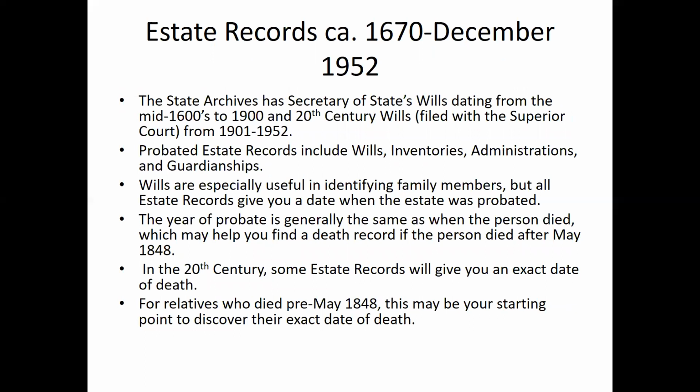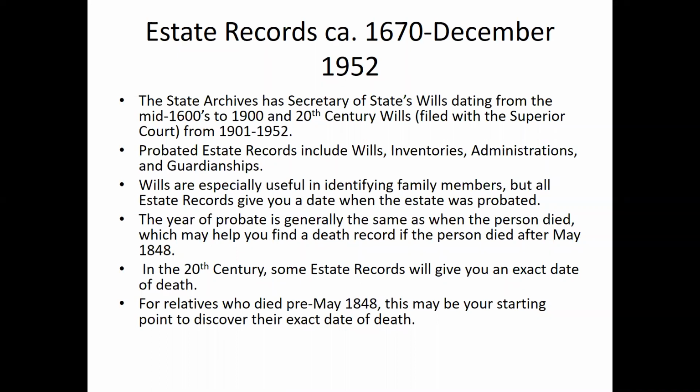Now let's talk about estate records. Again, we like these because they enable us to find a probate year, which narrows down a year of death for us. So that's really fantastic. The estate records date back to roughly 1670 and go up to 1952. You can order these remotely from the state archives again.